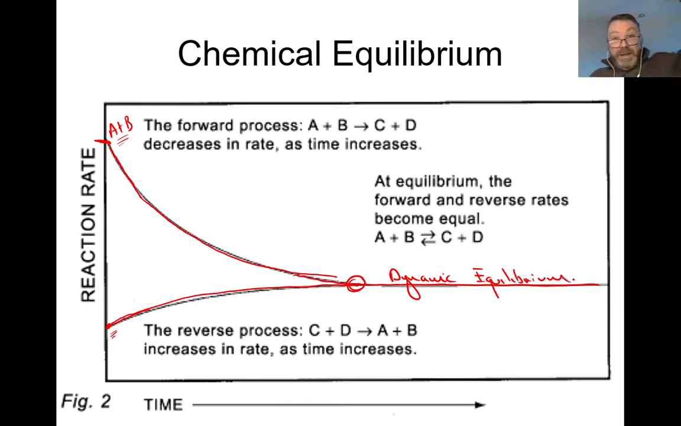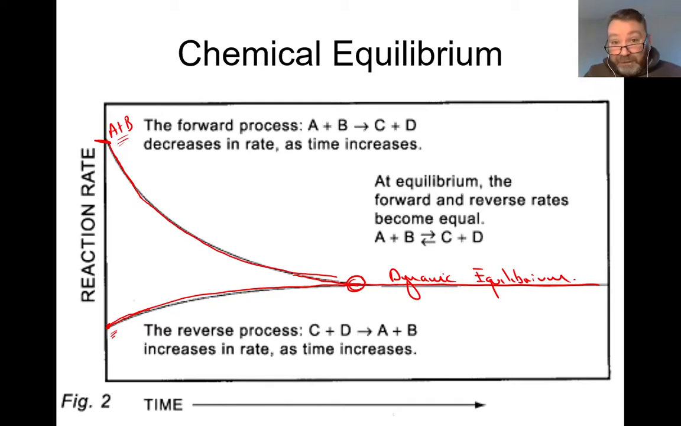Okay, so A and B, they're the reactants. They start to decrease in concentration, so therefore the reaction rate starts to decrease. At the same time as they're reacting, C and D are being produced, and therefore their concentrations are increasing, so the reaction rate is increasing. So A and B continue to decrease, C and D continue to increase until both merge, and then they flatline into a position of dynamic equilibrium.